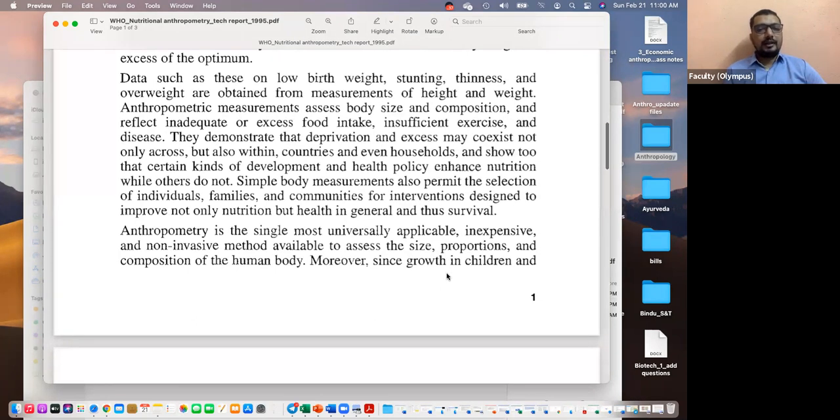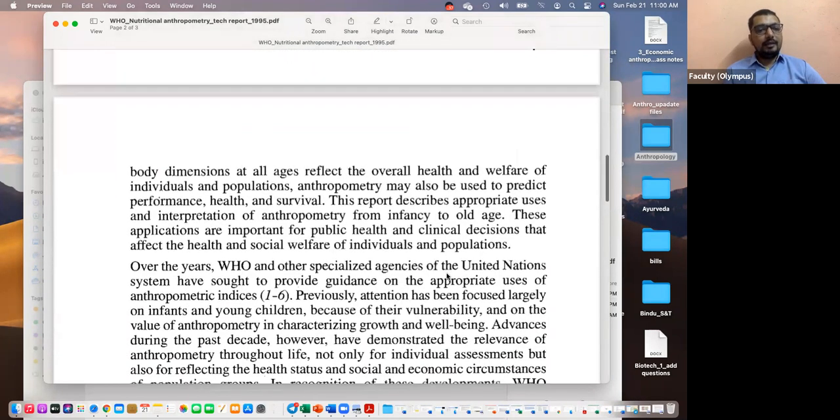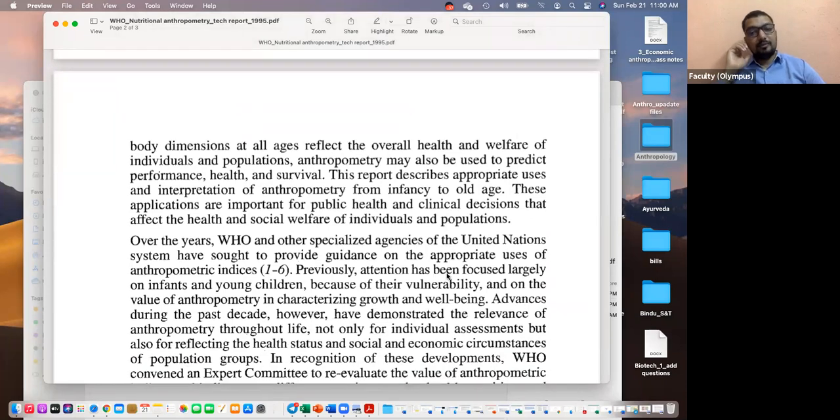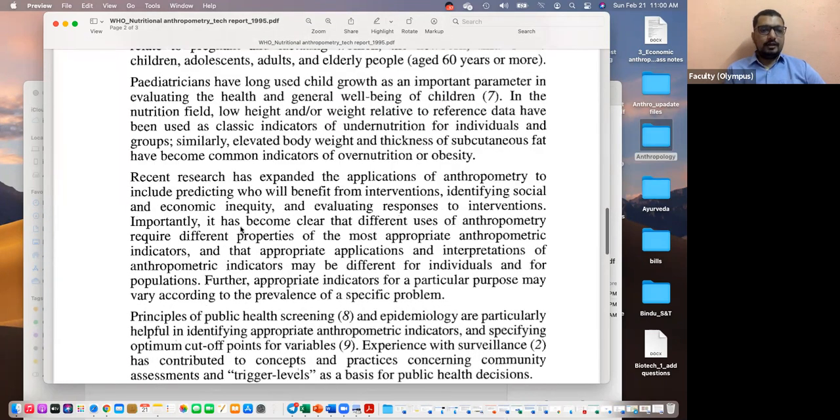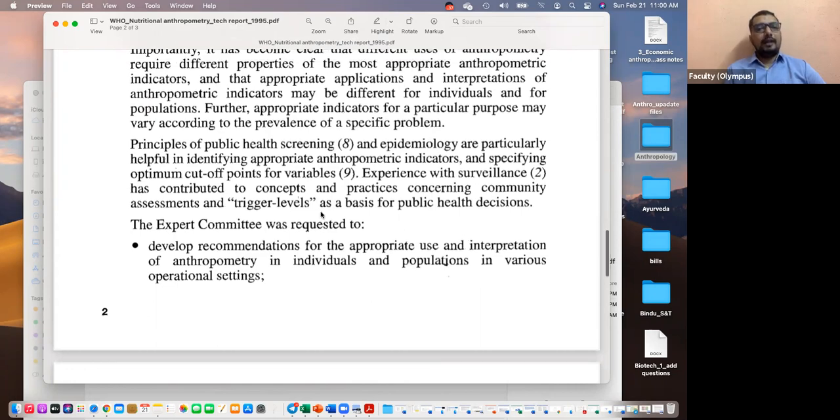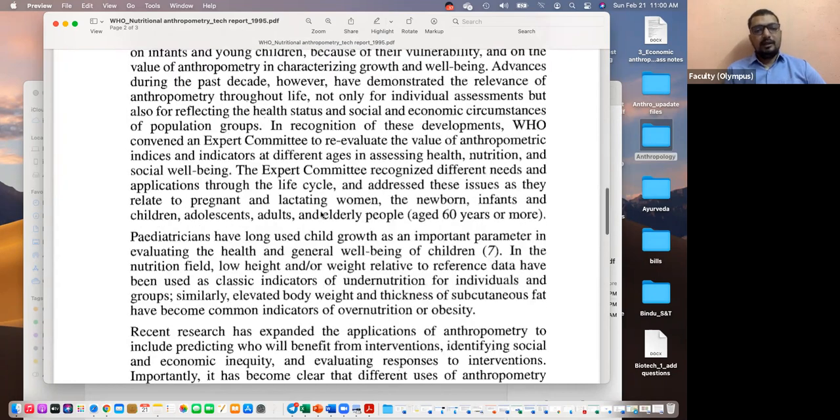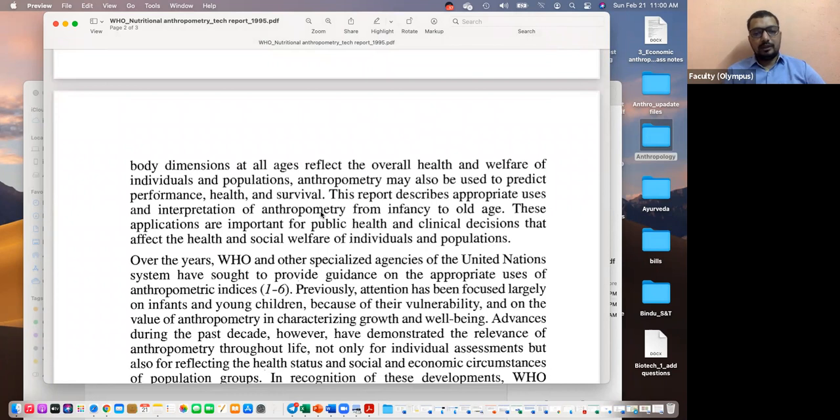So WHO recognized this and recommended that many countries utilize anthropometry to record the changes happening in children, especially at the ages where they are more prone to nutritional problems. You can mention briefly, you don't have to get into the details, that they put together an expert committee highlighting the importance of anthropometry in dealing with malnourishment problems in underdeveloped countries, especially at the ages where they are more sensitive to growth and nutritional aspects.